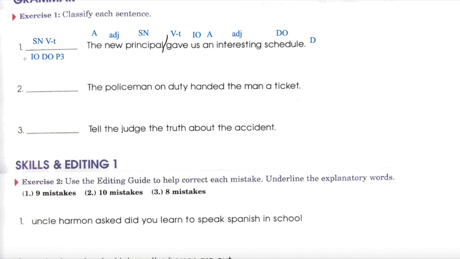Okay, and we're done with the first sentence. Sentence 2: The policeman on duty handed the man a ticket. Who handed the man a ticket? Policeman. Subject noun. What is being said about policeman? What did he do? Handed. Verb.